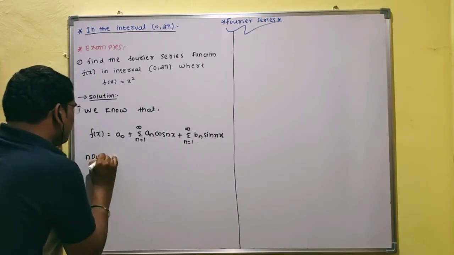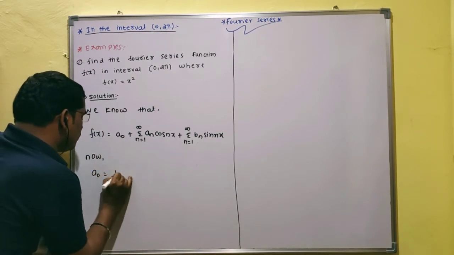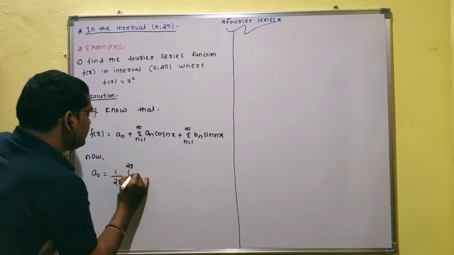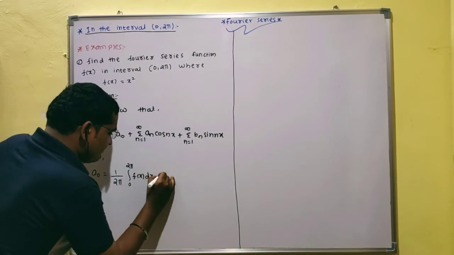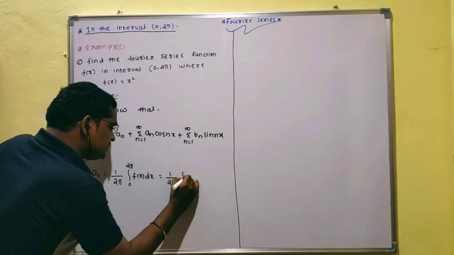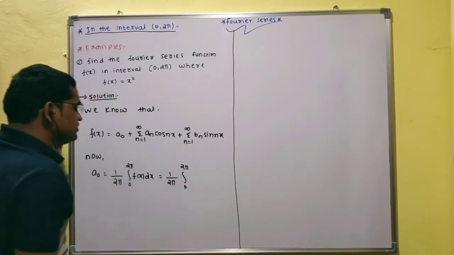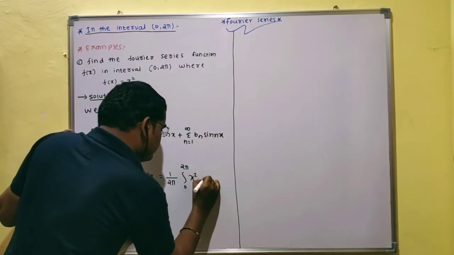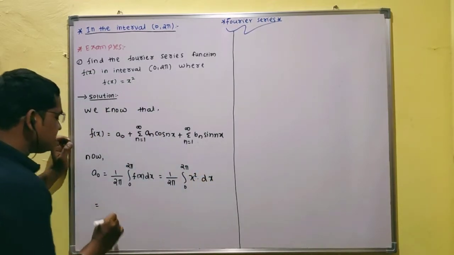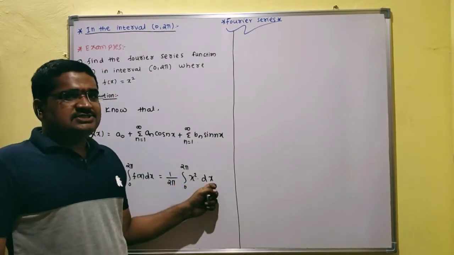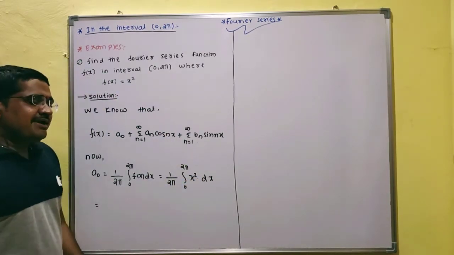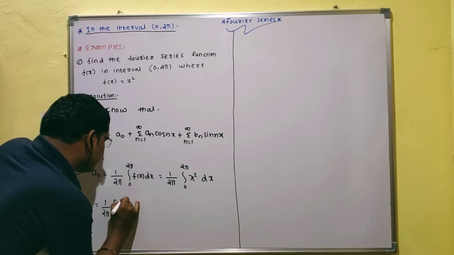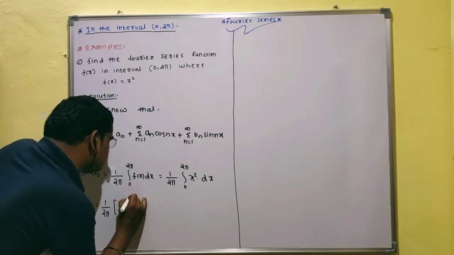Now what is the value of a naught? a naught is equal to 1 upon 2 pi integration 0 to 2 pi, that is the range of this interval, f of x into dx. Now we know the value of f of x, it is x square into dx. By using the result that integration of x raised to n into dx is x to the power n plus 1 divided by n plus 1, the integration of x square is x cube upon 3, and the limits are 0 to 2 pi.